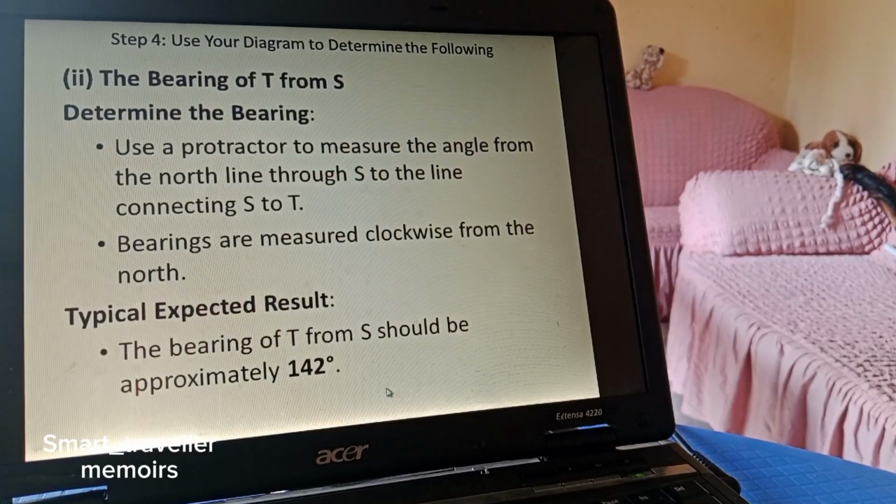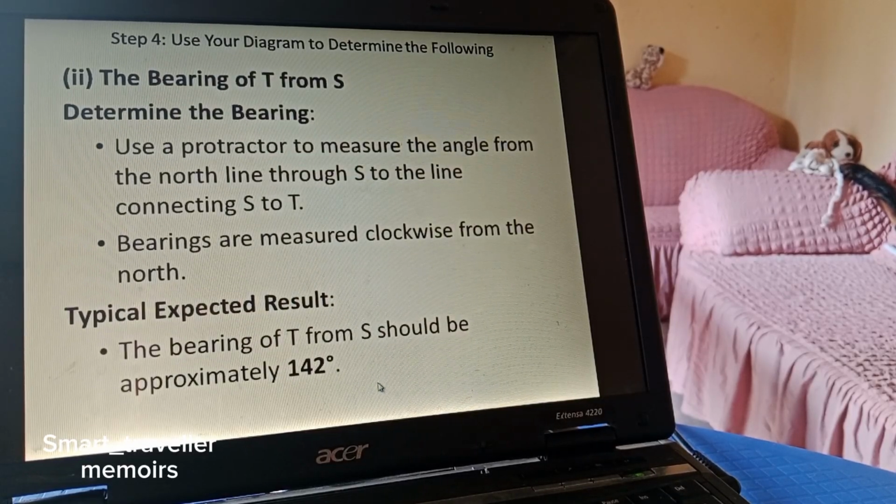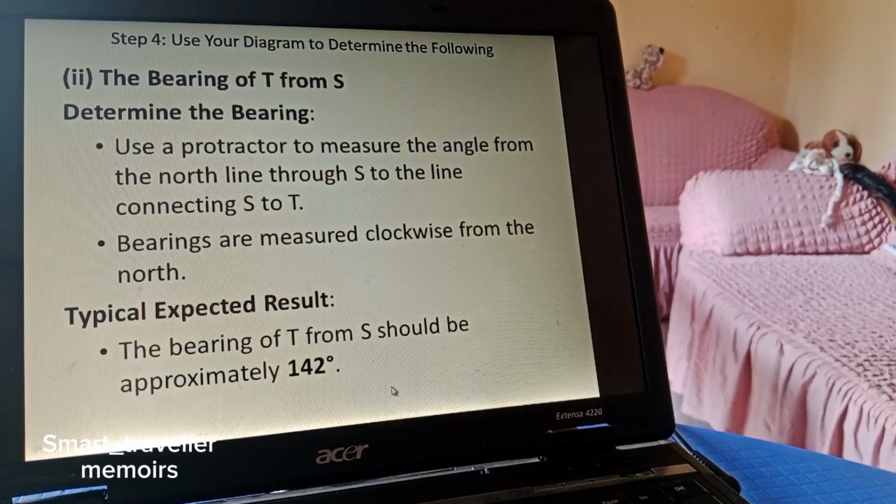The bearing of T from S. Determine the bearing. Use a protractor to measure the angle from the north line through S to the line connecting S to T. Bearings are measured clockwise from the north. Typical expected result. The bearing of T from S should be approximately 142 degrees.